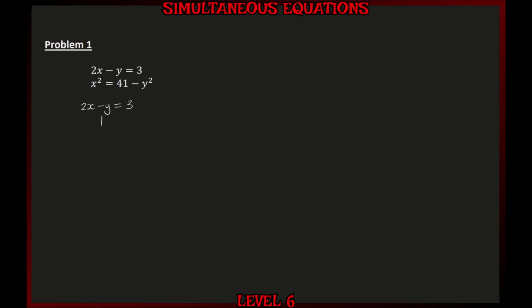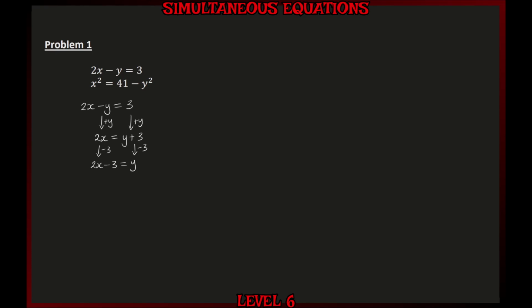And we can start doing that by first adding y to the left and adding y to the right. So on the left, the minus y and the plus y cancel out to leave us with 2x. And on the right, 3 plus y just becomes 3 plus y, or y plus 3. To remove the plus 3 from the right, we can now subtract 3 from both sides. And on the left, we have 2x minus 3, and on the right, we just have y. So we've made y the subject.